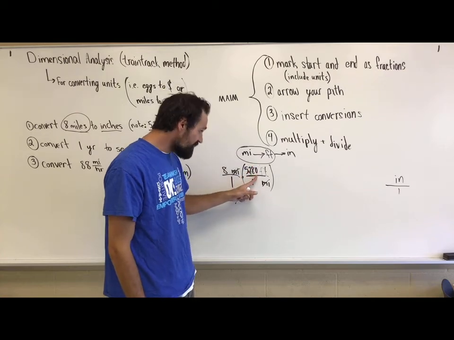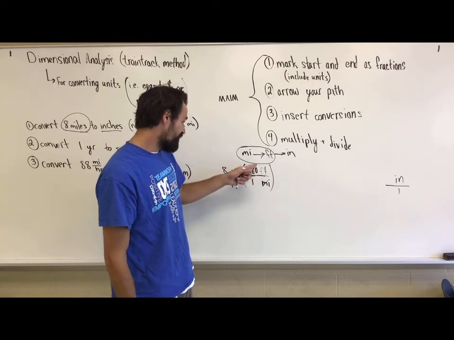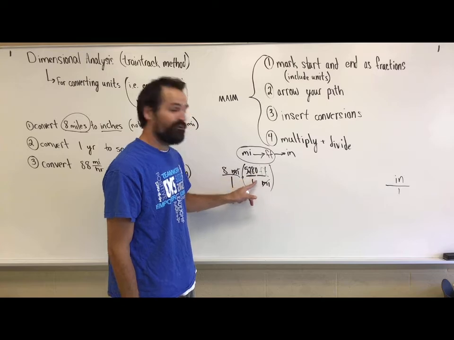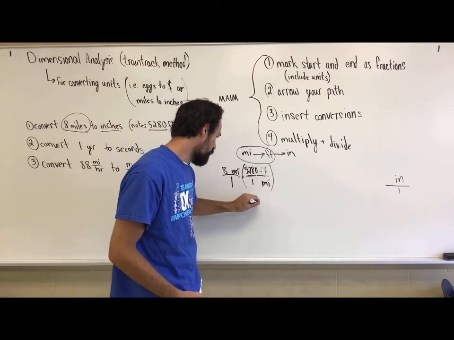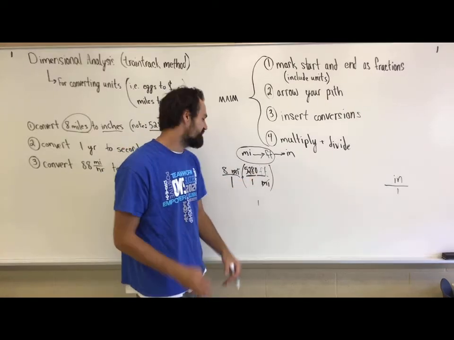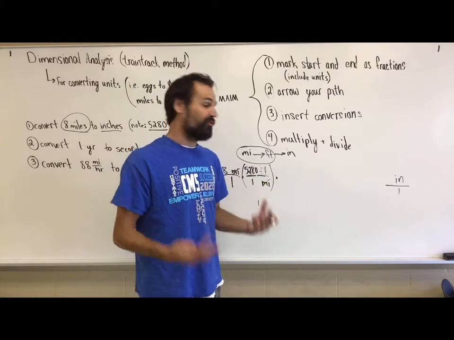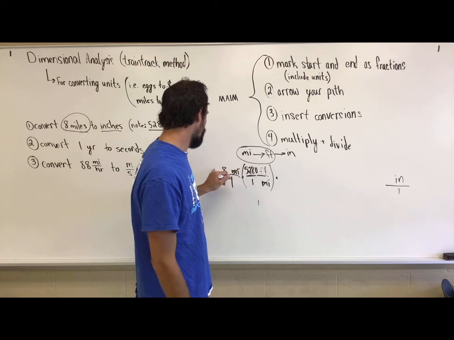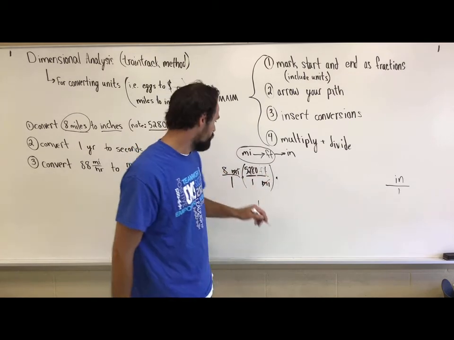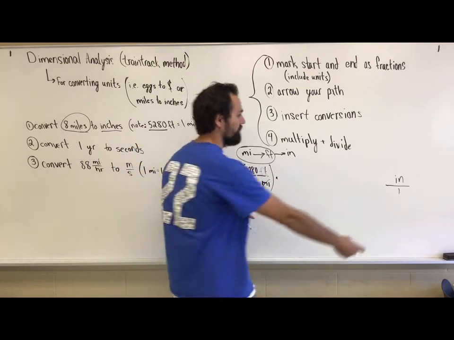5,280 feet equals 1 mile. So 5,280 feet divided by 1 mile is 1. I hope that makes sense. So now we're going to multiply it by another thing that's equal to 1. Now we have our answer in feet, but we don't want feet.